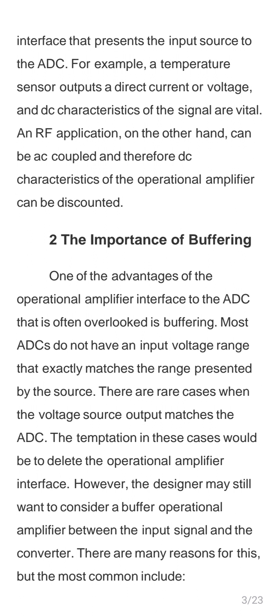When the operational amplifier interfaces with the ADC, an overlooked point is buffering, since most ADCs do not have an input voltage range that matches the range presented by the source. There are some cases where the voltage source output matches the ADC, and the temptation is to omit the operational amplifier interfacing. Now the designer may need to consider buffer amplifiers between the inputs and the converters. There are many reasons for including them in the operational amplifiers.